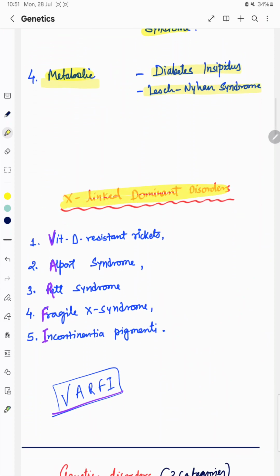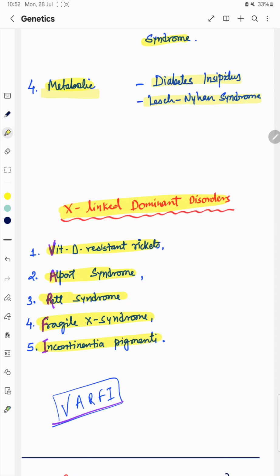In X-linked dominant disorders, we have vitamin D resistant rickets, Alport syndrome, Rett syndrome, Fragile X syndrome, and incontinentia pigmenti. So this is it on Mendelian disorders.